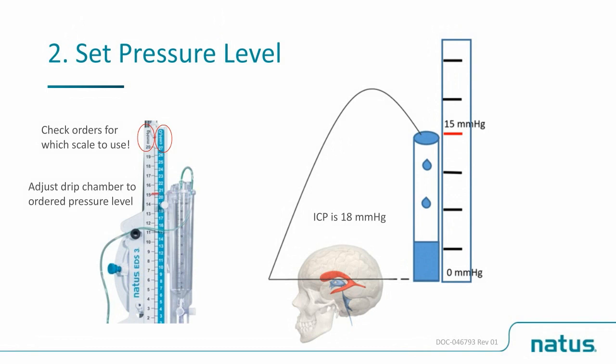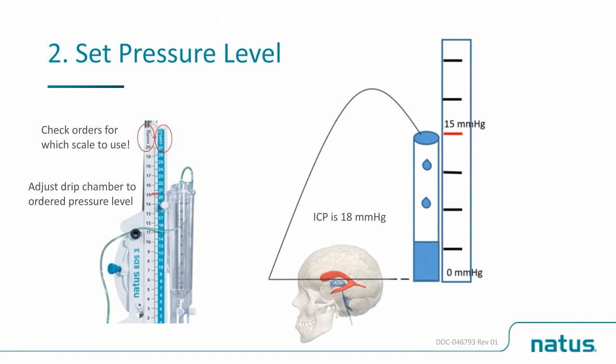Now to set the pressure level. The pressure level, as specified by orders, determines drainage and thus regulates ICP. When the pressure in the head is greater than the set pressure level of the drip chamber, CSF will drain. Thanks, hydrostatic pressure. To set the pressure level, align the drip chamber to the ordered level on the scale.